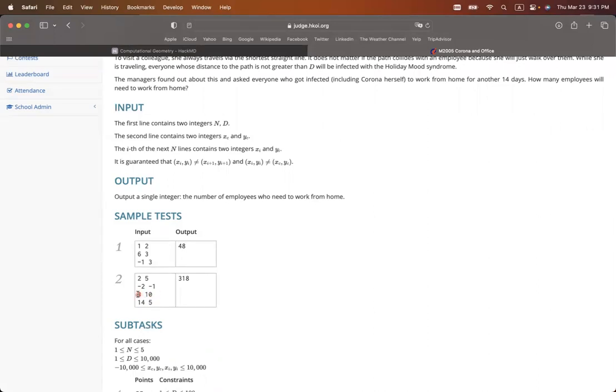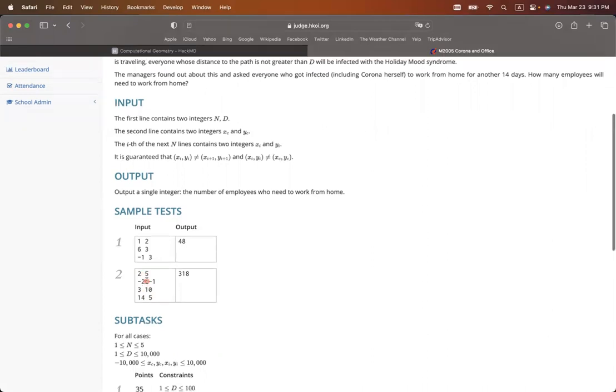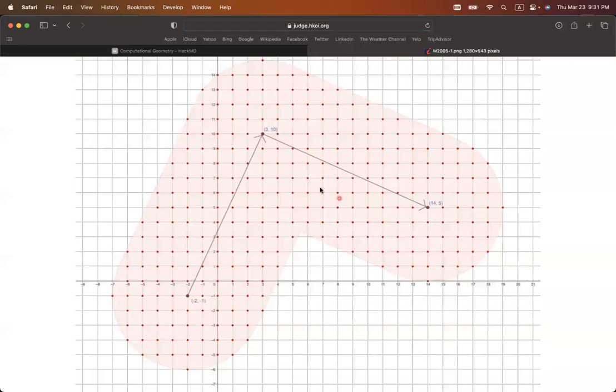The first visitor in this case is at 3, 10. The second visitor is at 14, 5. And as she makes the trips, two trips in this case, she would be infecting everyone within a radius of D. In this case, D is 5. Okay, so let's look at a graphical representation of this case.